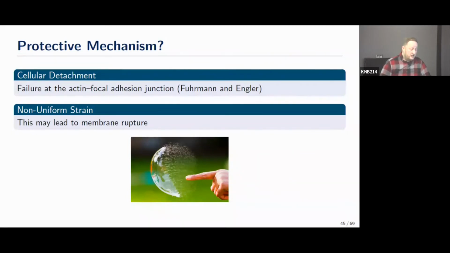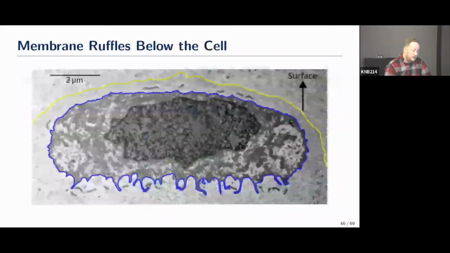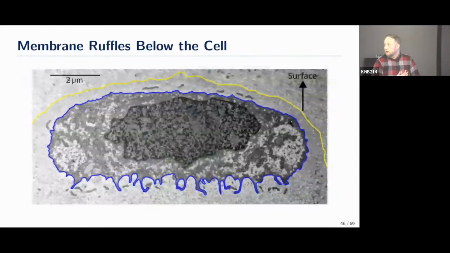Worse than that, potentially, is that this highly localized non-uniform strain might lead to membrane rupture, similar to imagine poking a soap bubble with your finger. Your finger introduces a very highly localized perpendicular strain to the membrane, and that can rupture the lipid membrane, just like a soap bubble.